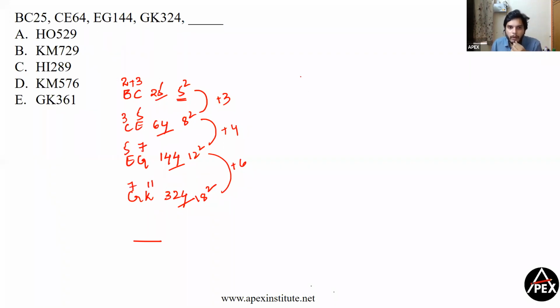Perfect. Now we have one series 2, 3, 5, 7, and we have another series 3, 5, 7, 11. We need to find the next number in these two series. What are these? 2, 3, 5, 7. What will be the next term of this series? 11. These are prime numbers. So you will have 11, and the alphabet corresponding to 11 is K.